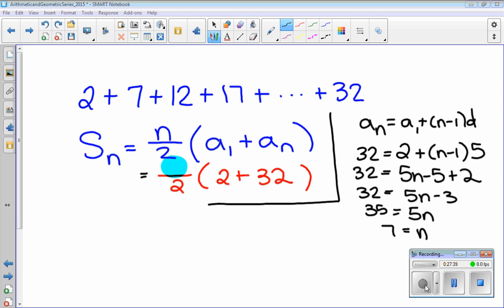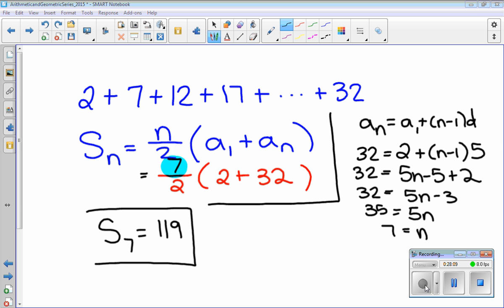So n is 7, which means I'm going to plug a 7 into my sum formula, and we're going to figure out what the sum of all these numbers added together is. We can type it in just like you see it if you want. We have 7 over 2 times 2 plus 32. And we should get 119 as my sum. So the sum of the first 7 terms is 119. That's what we're looking at here.